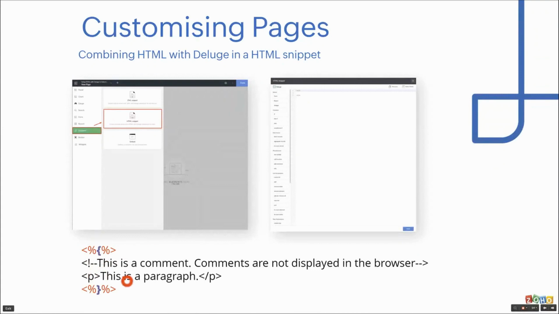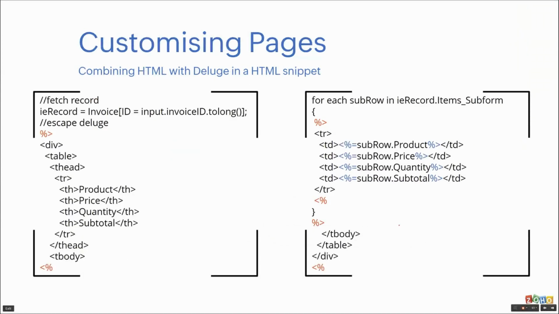So everything between them will be in HTML, and we'll give you an example now of how this works. So, for instance, if I wanted to fetch a record within the HTML page, I can fetch it before I escape with the closing Deluge bracket or opening HTML bracket, and then I can add my HTML in there. I can then escape the HTML back into Deluge, which, if you see here on the right, will iterate over our subform rows. And then within those, I'm escaping the Deluge again back into HTML.